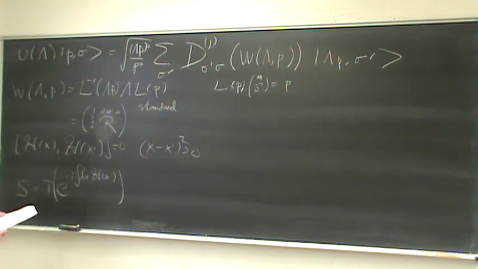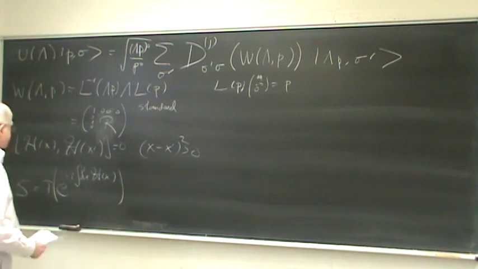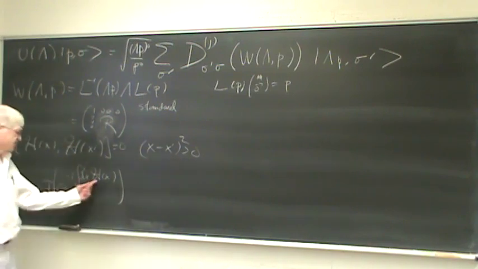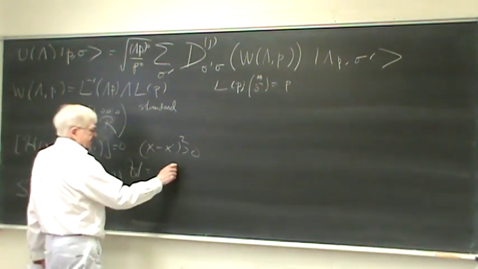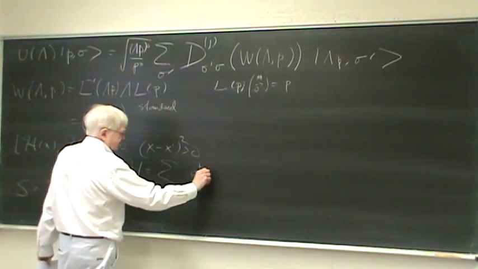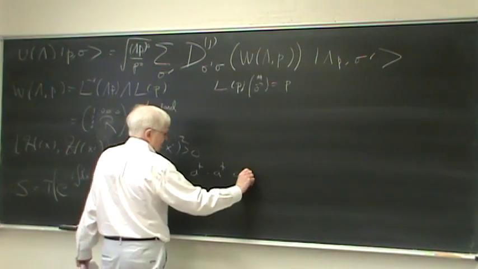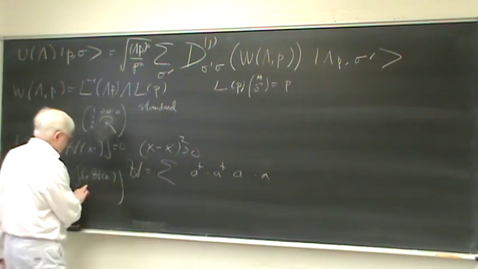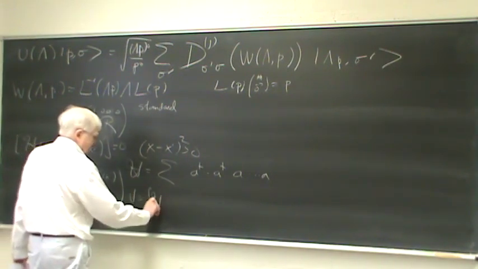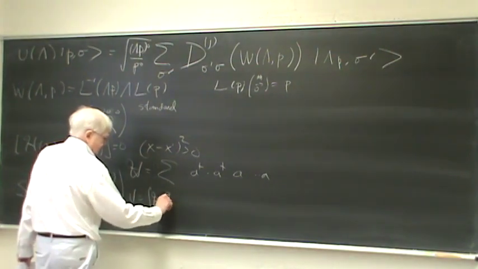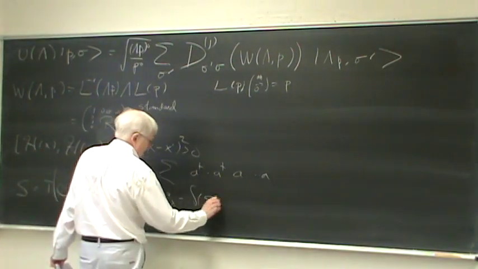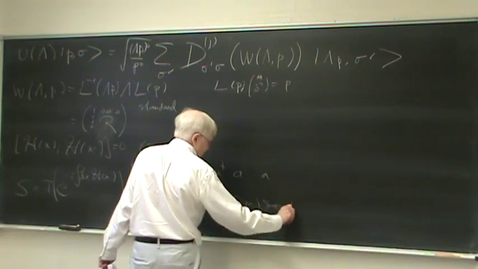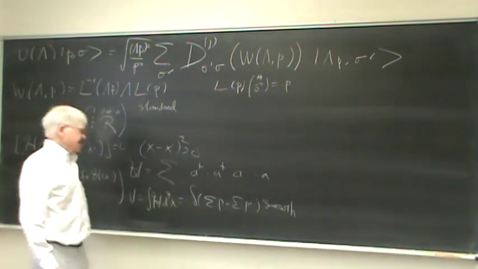So when will this actually be true? It's basically that you want H to be some huge sum of creation operators times annihilation operators, such that when you integrate this, so that V, which is an integral of H, has one delta function times something smooth, and this gives you cluster decomposition.